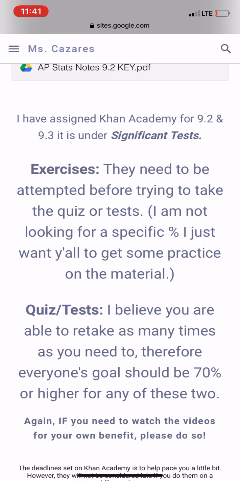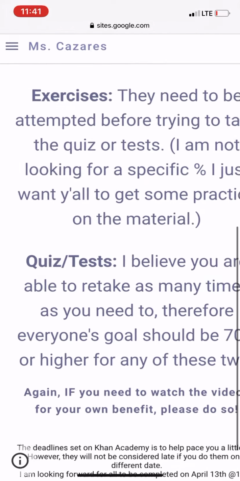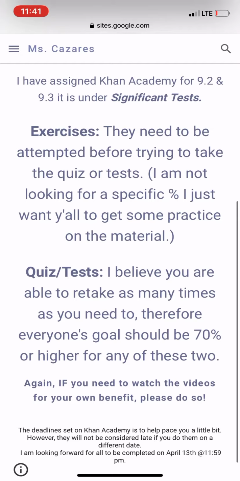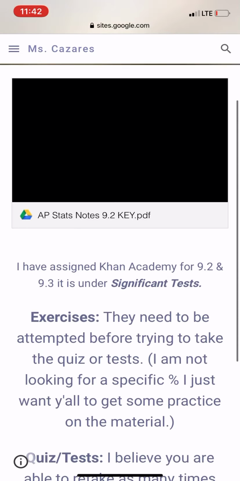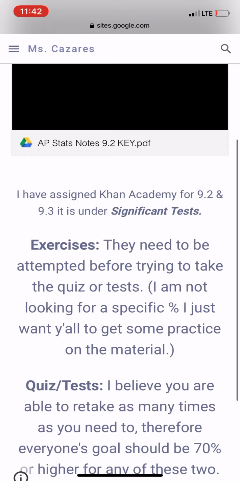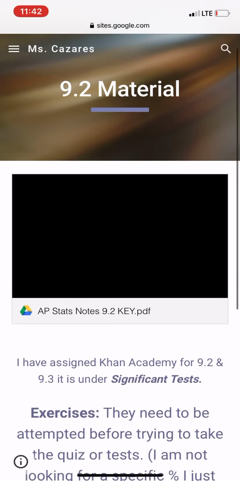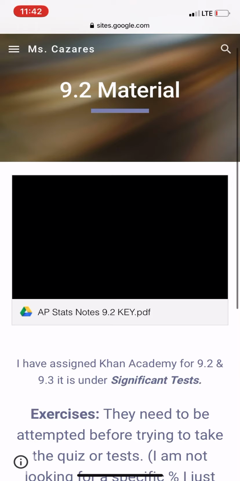I'm not really looking for them in a specific score for their exercises. I just want them to get some practice in. And then quizzes and tests is where I hope our goal is for them to have a higher understanding of the material and to demonstrate it there. So that's one way they're using right now to catch up with material they will use for the AP Stats exam.